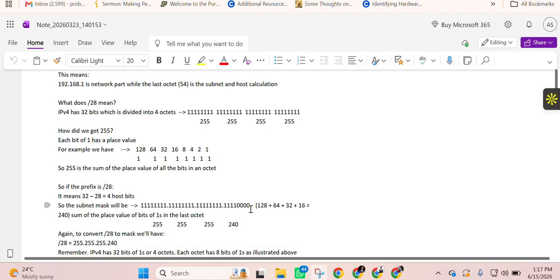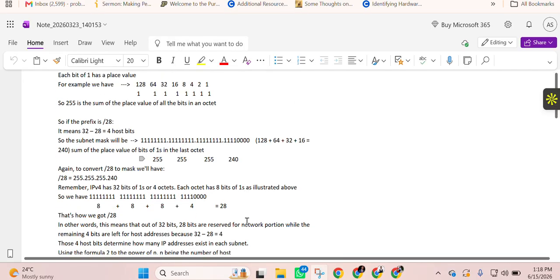So the first 1 bit is 128, the second one is 64, plus 32, plus 16, and the 0 bits actually have no place value. So we just arrive at 240. Adding up 128 plus 64 plus 32 plus 16 will give us a sum of 240. And that is the sum of the place values of the bits of ones in the last octet.